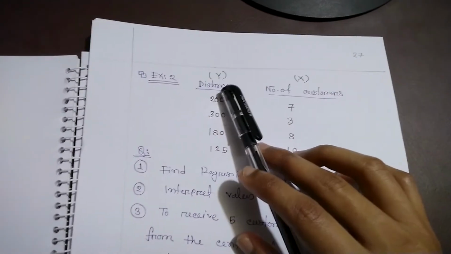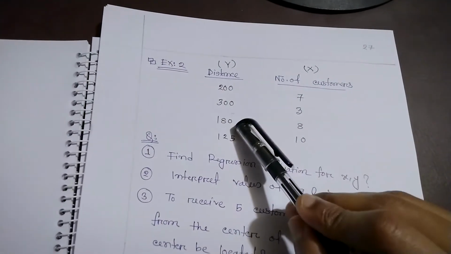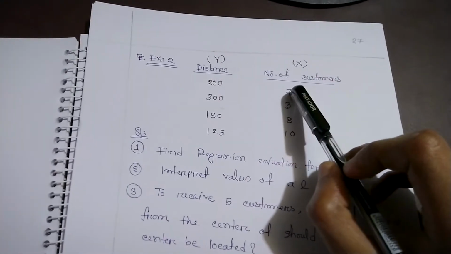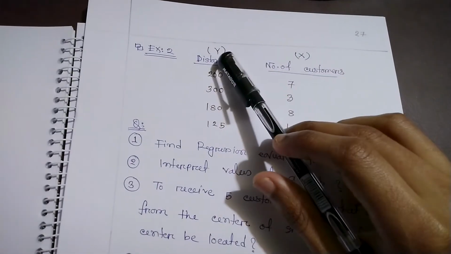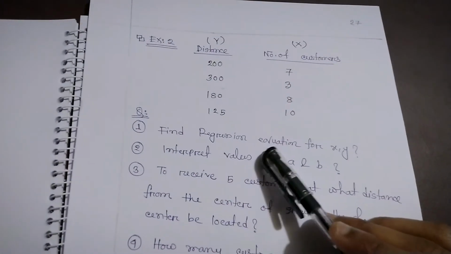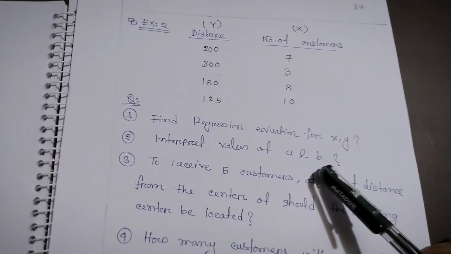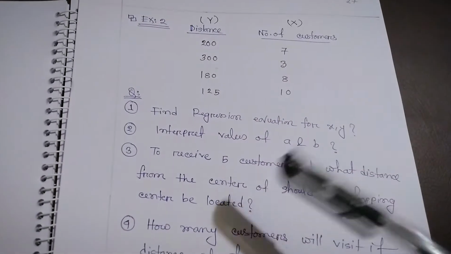Now another example is given, like distance. This is the y variable, and the number of customers visiting is the x variable. So you plot a graph with the number of customers on the x axis and the distance as the y variable. You need to find the regression equation for x and y. For that you need to find a and b first. If you find a and b, then you get the equation for this data set.